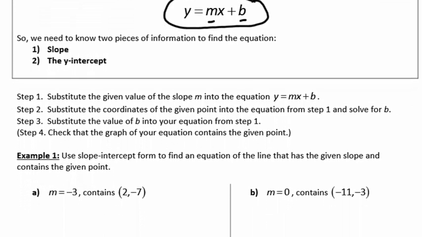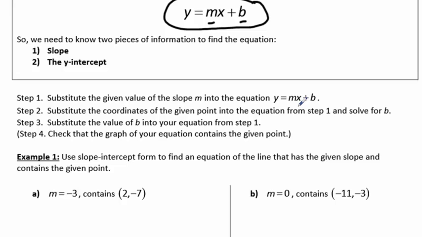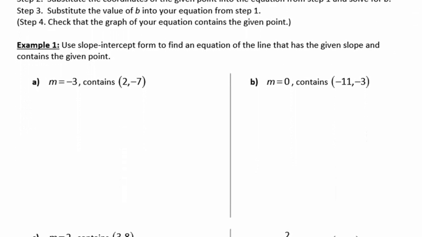Step 1 is find the slope and substitute the slope into the equation. Then you're going to take your ordered pair and plug it in for x and y and solve for b. And finally plug b into the equation so that you have both parts of the equation. Let's take a look at an example.